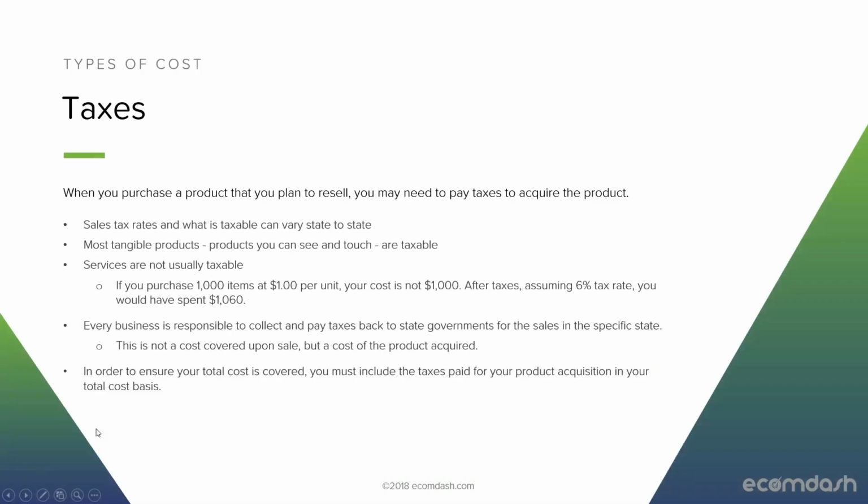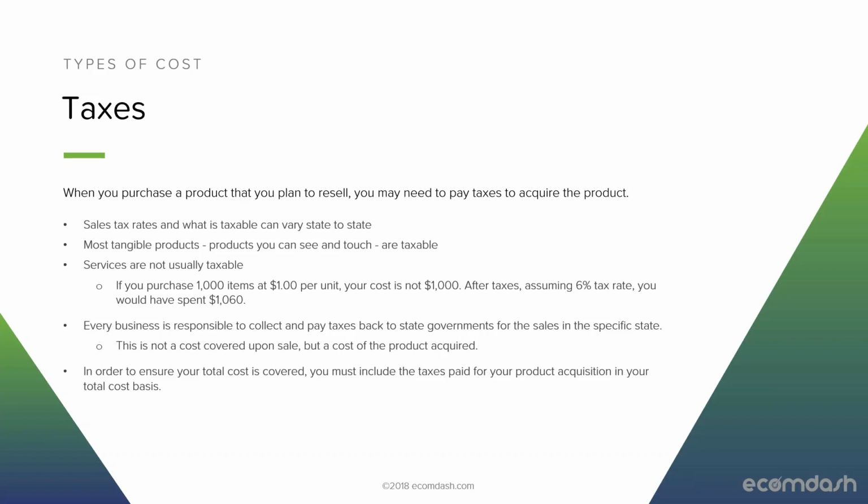Then we have taxes. When you purchase an item, you may need to pay taxes to get that item to you. They can vary state to state, so each seller needs to research what the sales tax is where you're purchasing from. Most products you can see and touch are taxable. Services usually aren't. As a generality, if you're purchasing 1,000 items at $1 per unit, your cost is not going to be $1,000. After taxes, say for this example a 6% tax rate, you're already up to spending $1,060.